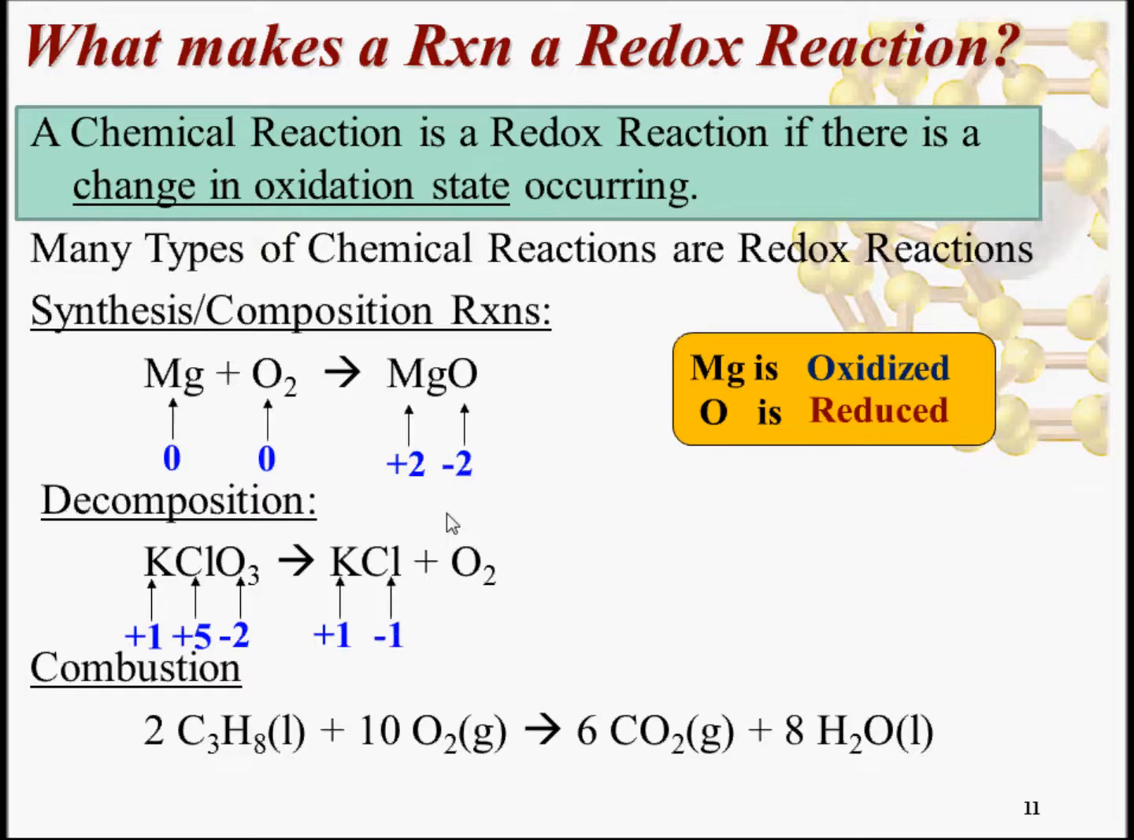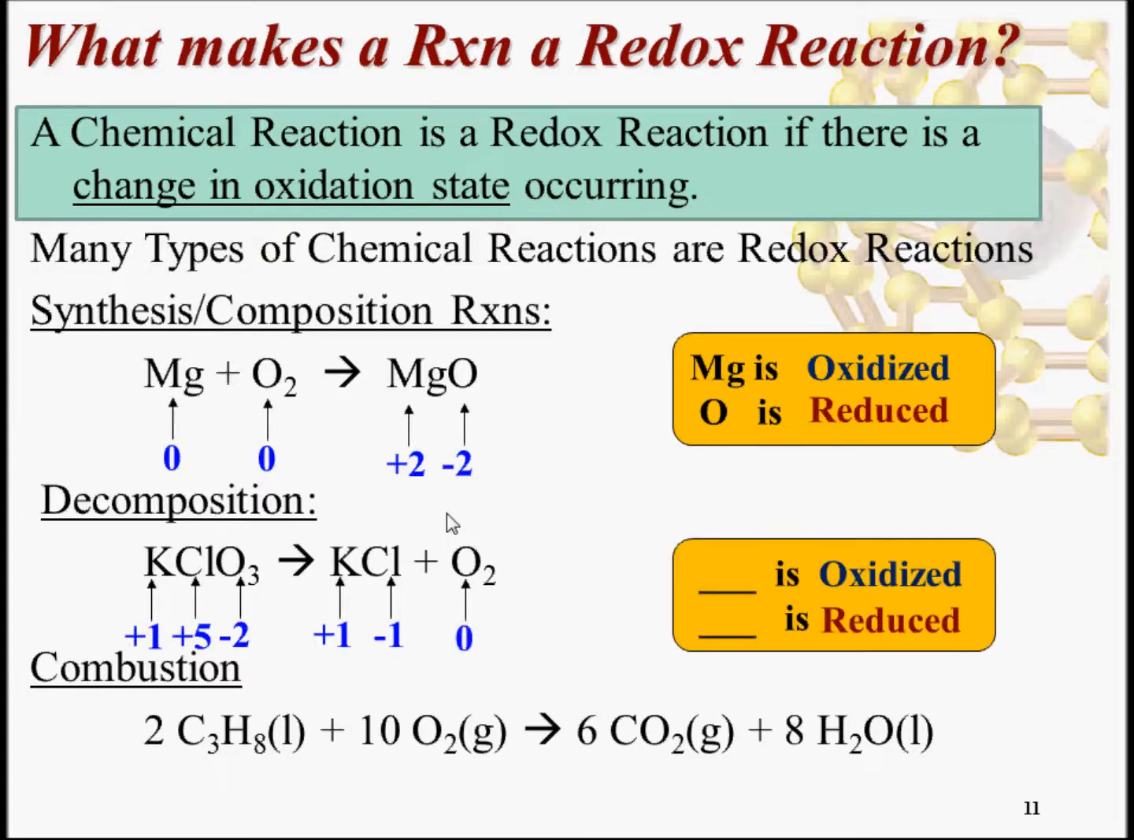All elements are 0. So in this case, if we want to figure out, well, who was oxidized? Oil, oxidation is lost. Who was losing electrons? Well, the potassium didn't do anything. It started +1, ended up +1. But if we look at the chlorine, it started off as +5, and it ended up being -1.